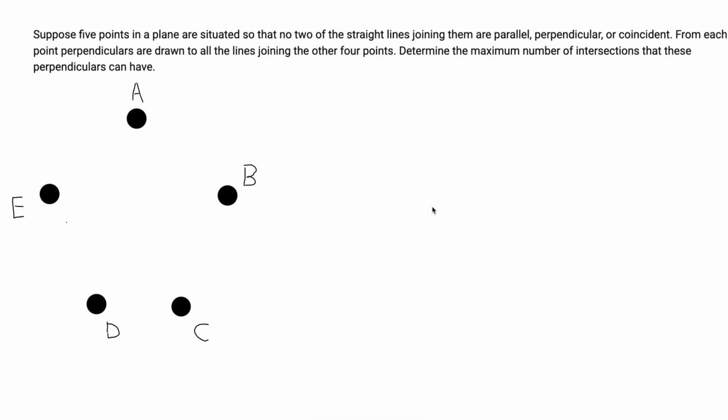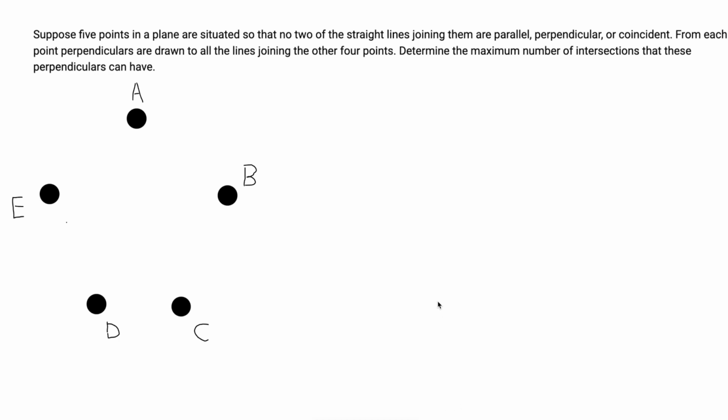Today I want to talk about this fun combinatorics problem from the 1964 International Math Olympiad. Suppose 5 points in a plane are situated so that no two of the straight lines joining them are parallel, perpendicular, or coincident. From each point, perpendiculars are drawn to all the lines joining the other 4 points. Determine the maximum number of intersections that these perpendiculars can have.